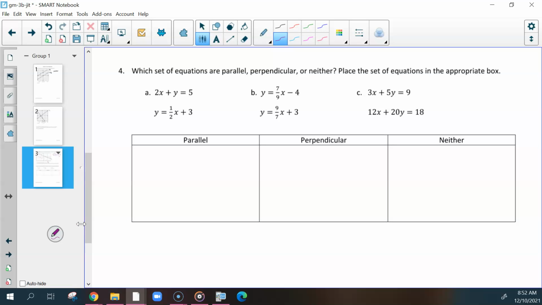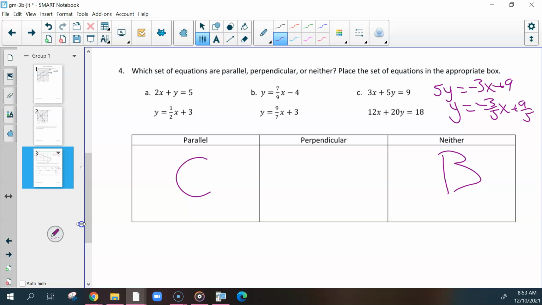Was this the next one? Yes. This one you needed to see which of these were parallel, perpendicular, or neither. So you needed to solve the equations if necessary. For B, these were already solved. Are these parallel, perpendicular, or neither? Neither, neither, yep. C was parallel. But you needed to solve those, so 5y equals negative 3x plus 9, or y equals negative 3 over 5 x plus 9 fifths. And then the same thing for this one.